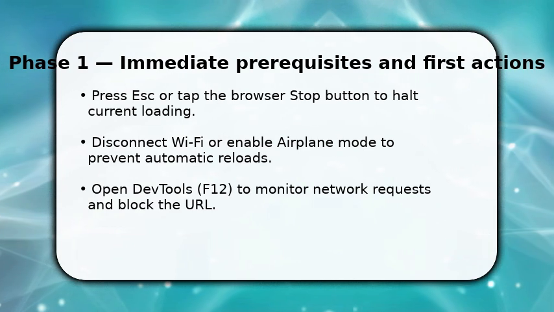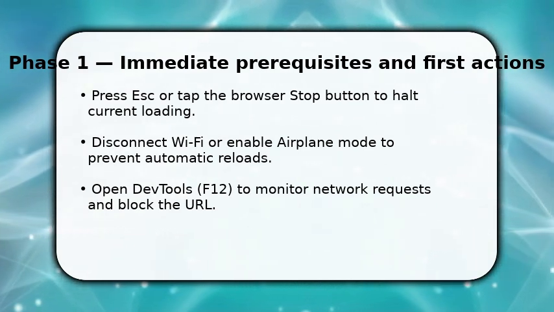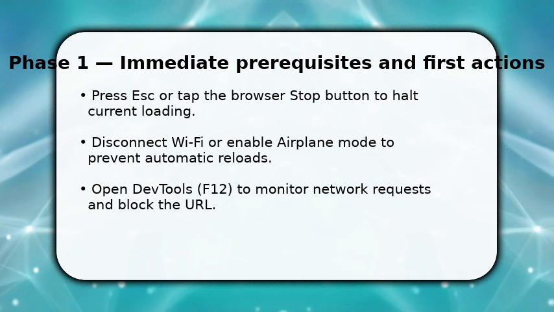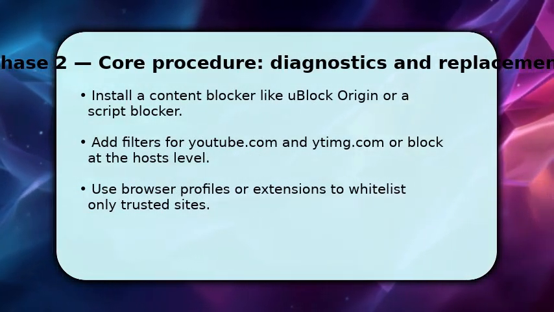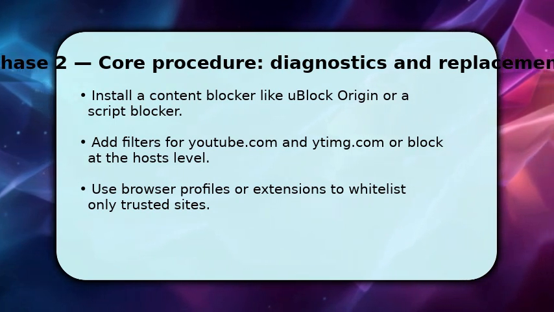Now configure a blocking tool so YouTube cannot load again without permission. Install uBlock Origin, then add custom filters for YouTube.com and ytimg.com, that blocks video files, thumbnails, and scripts.